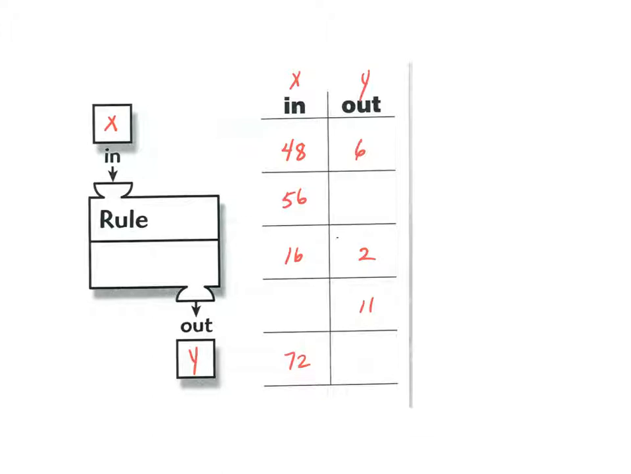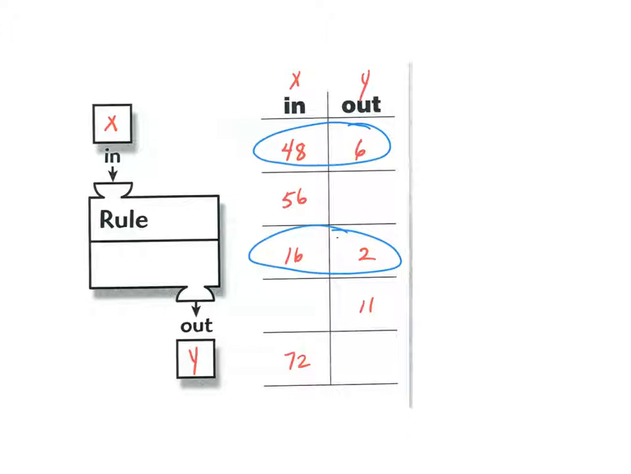Here's another example of an input-output table. I've already filled in the table in this example, but I've left a few blanks that you can fill in once you know the rule. Really, the only information I have to start with is right here and right here. I'm going to have to figure out my rule using those two input-output pairs.